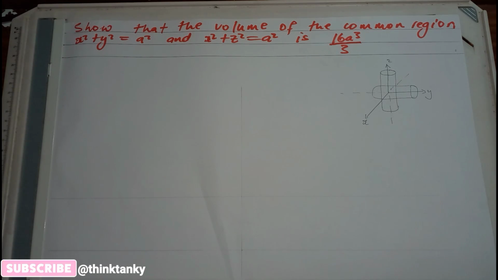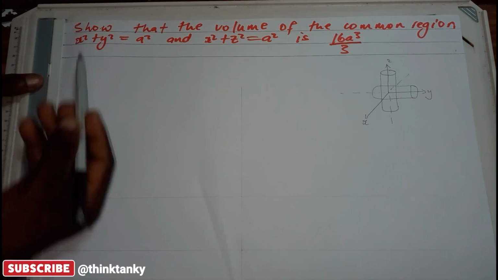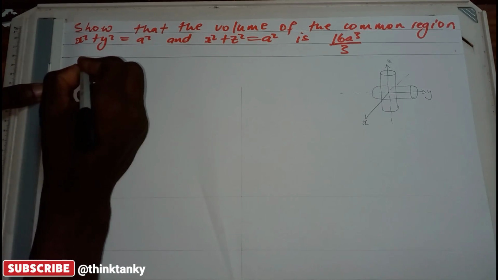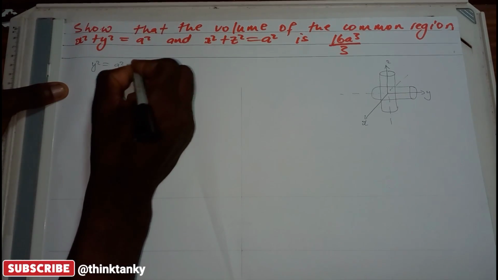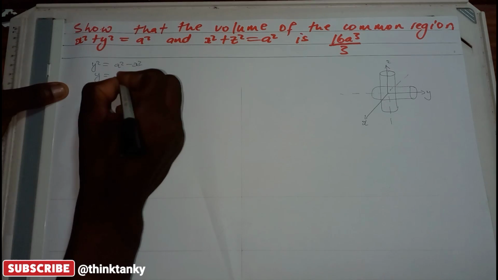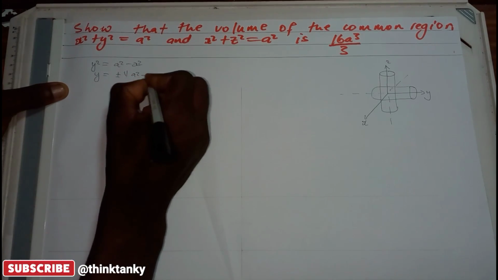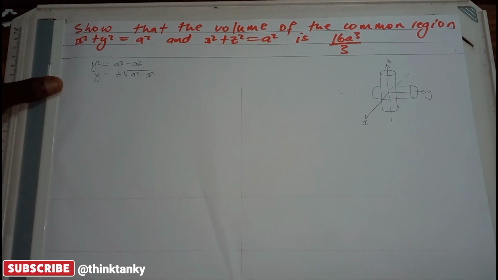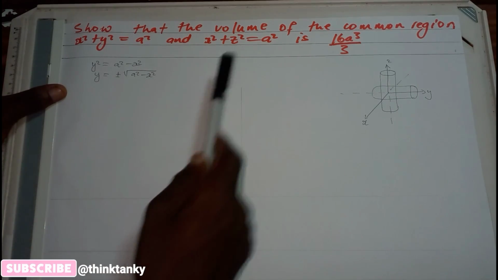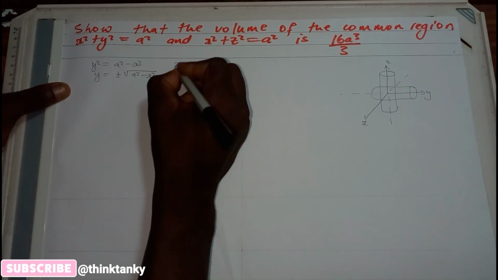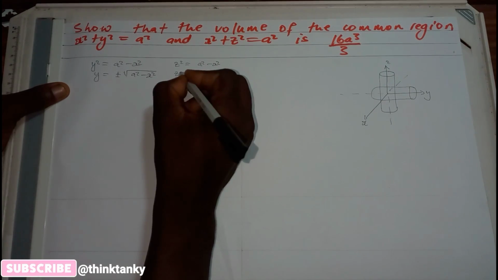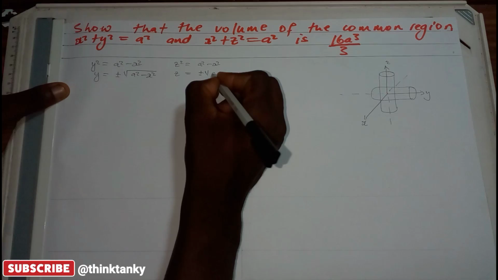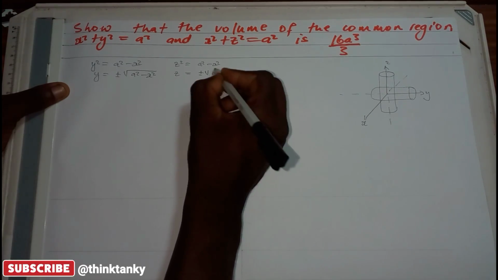So I'll start with the y limits. From this, if we substitute for y in the formula, that means y squared equals a squared minus x squared. Then y equals plus or minus the square root of a squared minus x squared. If I do that on this equation, z squared equals a squared minus x squared. That means z equals plus or minus the square root of a squared minus x squared.